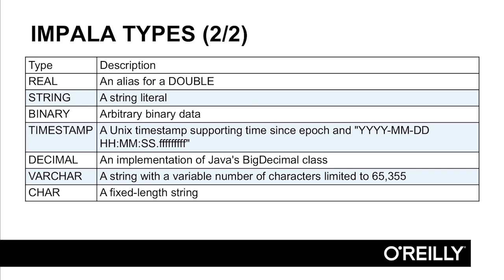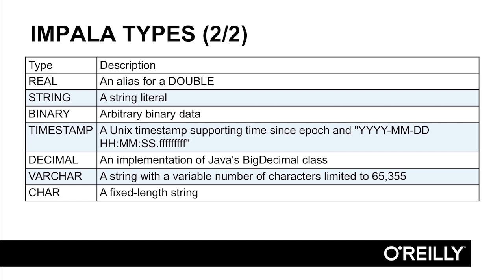Then we have string, and that's a string literal. Then we have our binary timestamp, and that's a Unix timestamp, and that supports time since epoch, as well as the format year, month, day, hour, minute, seconds, femtoseconds. Then we have decimal. Decimal is an implementation of Java's BigDecimal class.